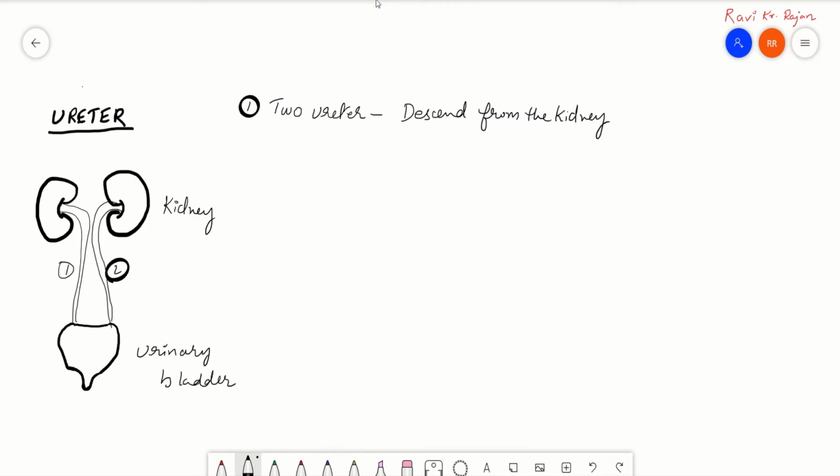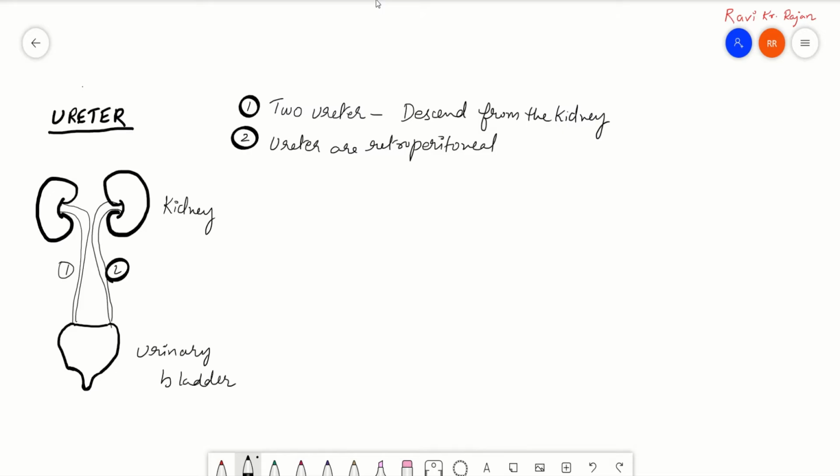Then if you see the structure of the ureter, it is generally retroperitoneal. So the ureters are retroperitoneal. That means in the back side of the body, in the back side of the peritoneal region. That's why if you have a stone in the ureter, you will feel pain in the back side, not in the front side.